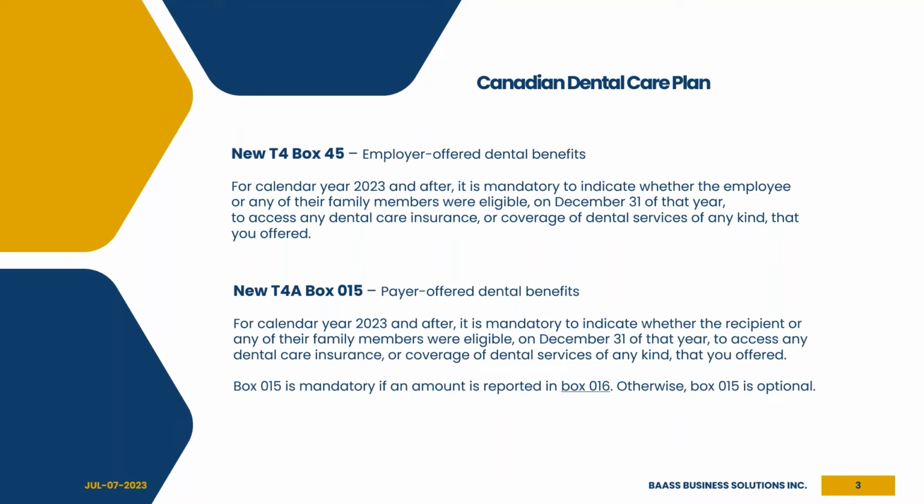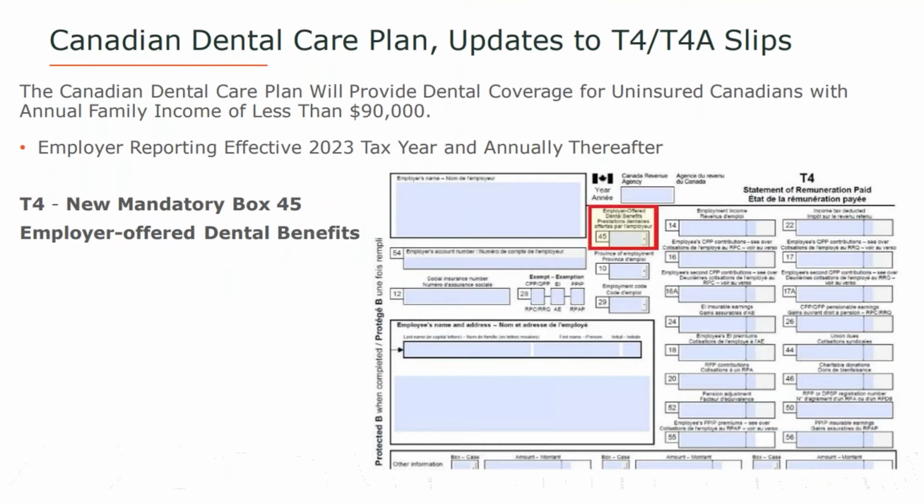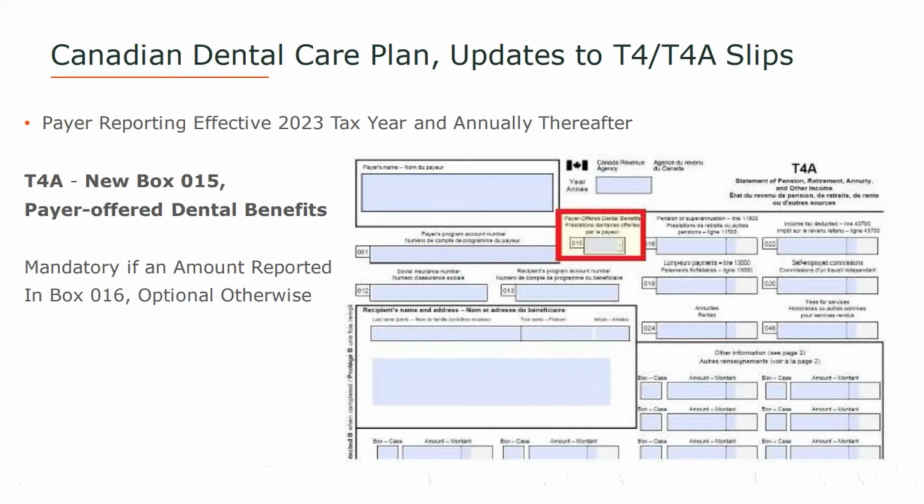Subsequently, also for the new T4A box, which is box 015, payer offered dental benefits, this box needs to be populated if you report any amounts in box 016. So here's an example of what the new T4 looks like. It was released in, I believe, November. It is right underneath the year where you would have T4 box 45. For T4As, it's also right underneath the year, and it's box 015. And you only need to populate it if you populate box 16.